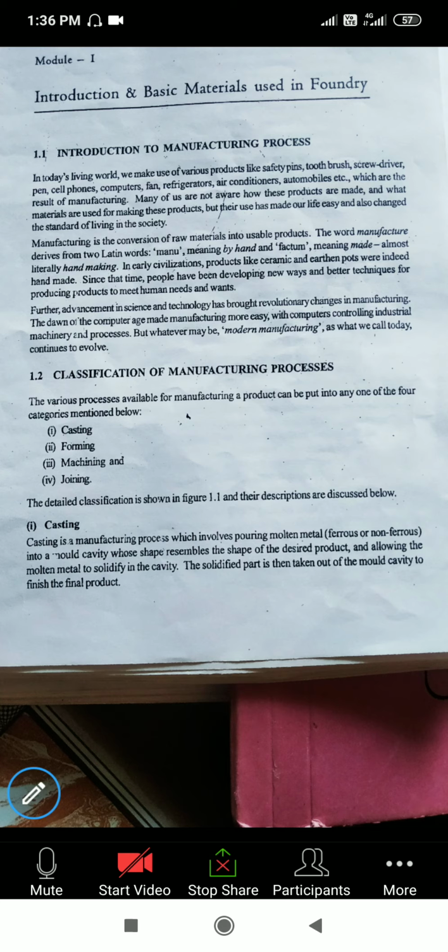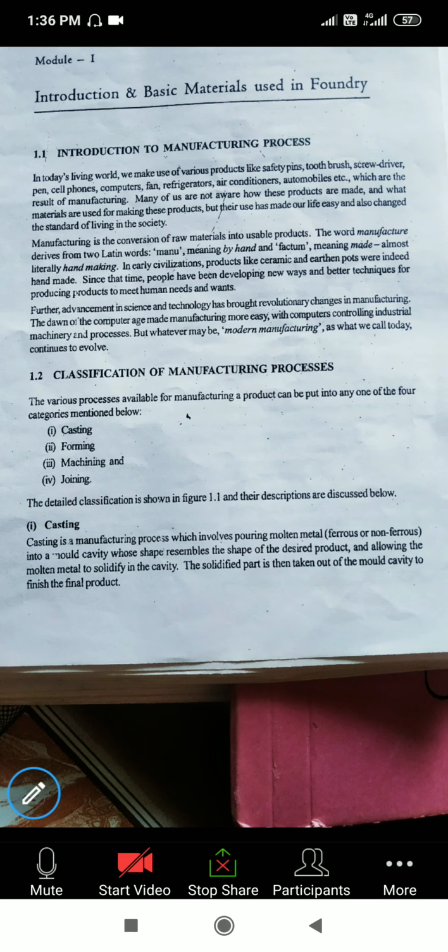The classification of the manufacturing process: there are four categories usually used in manufacturing. The first is casting, second forming, third machining, and fourth joining. Now let's see casting, the classification of the manufacturing process.